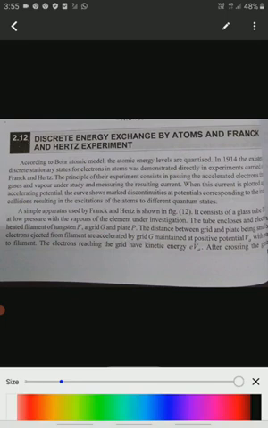This is a theoretical concept. The practical evidence is the Franck-Hertz experiment. It is practical evidence of the quantization of energy levels. It practically proved that there are discrete states for electrons in atoms. This is experimentally proved by the Franck-Hertz experiment.